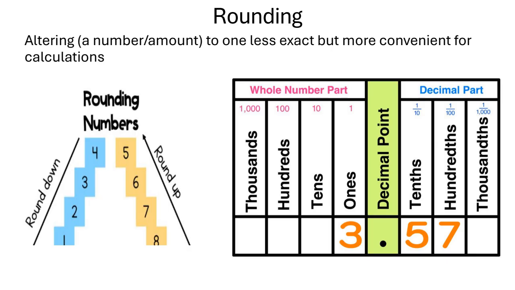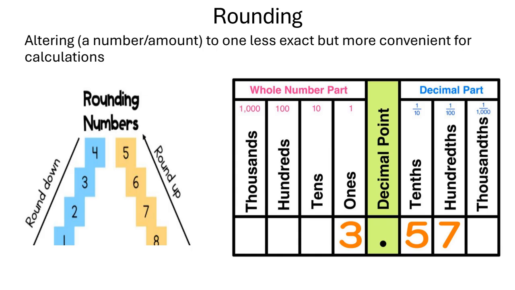So starting with rounding. Okay, so what is rounding? So rounding is a method of altering a number or a specific amount to one less exact but more convenient for calculations. Okay, and rounding, it's really straightforward. I don't want to call it simple, but just straightforward.